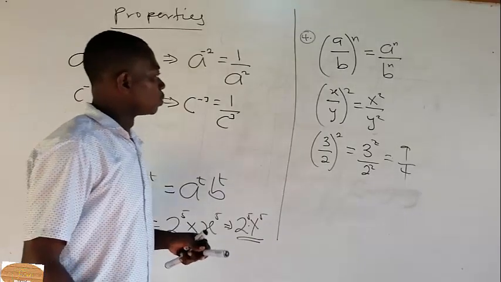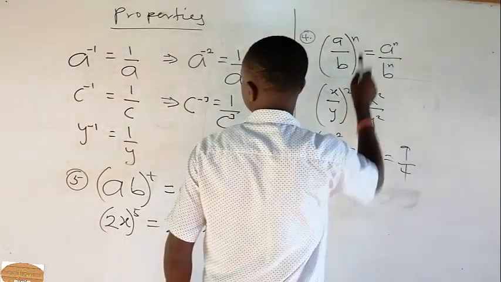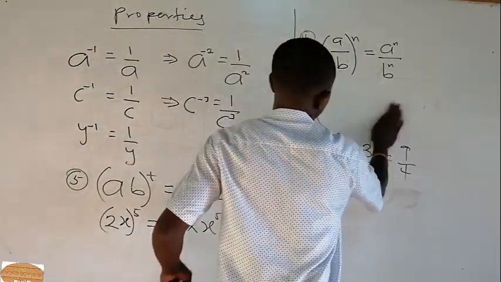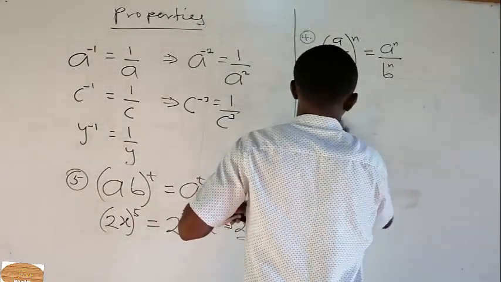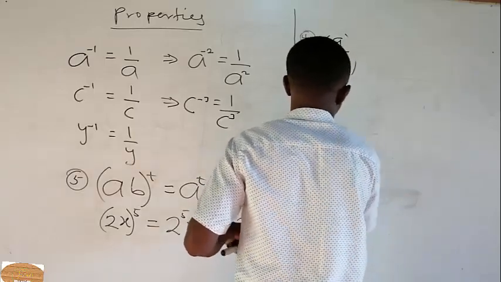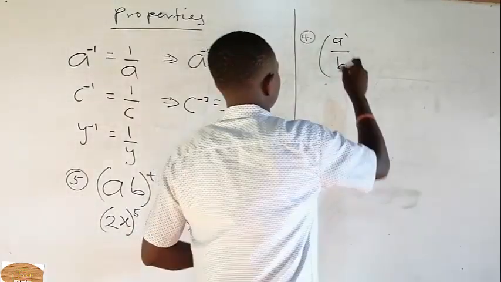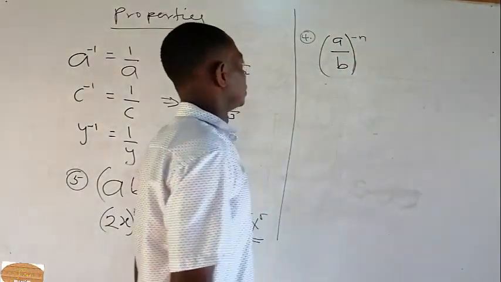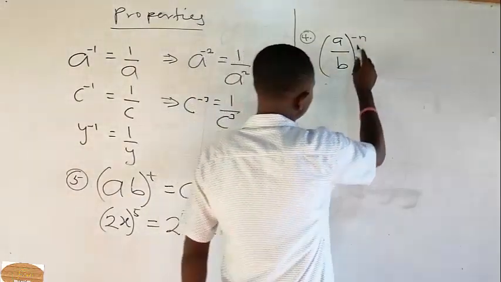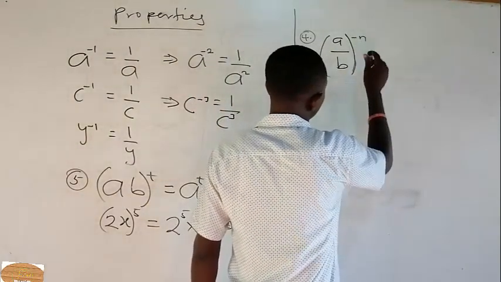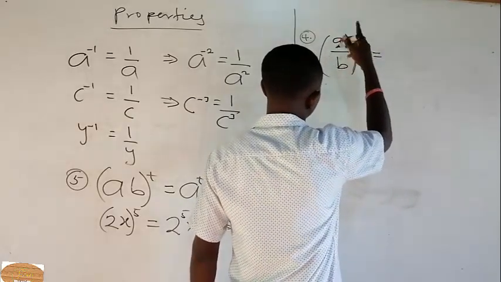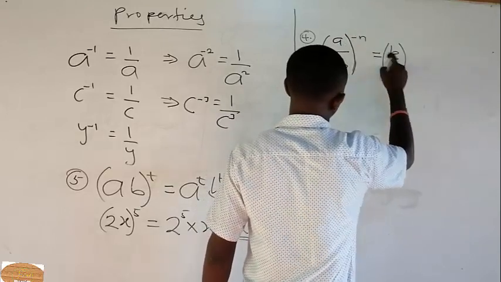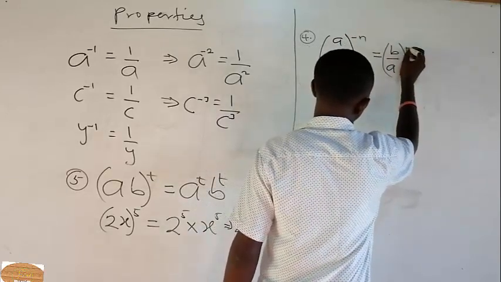Now, what if here is minus? Let's deal with that one. In case that is minus, it will be minus n. The moment you see this minus, this one is the same as just interchanging this one to b over a. The moment you do that, the power also changes to positive.